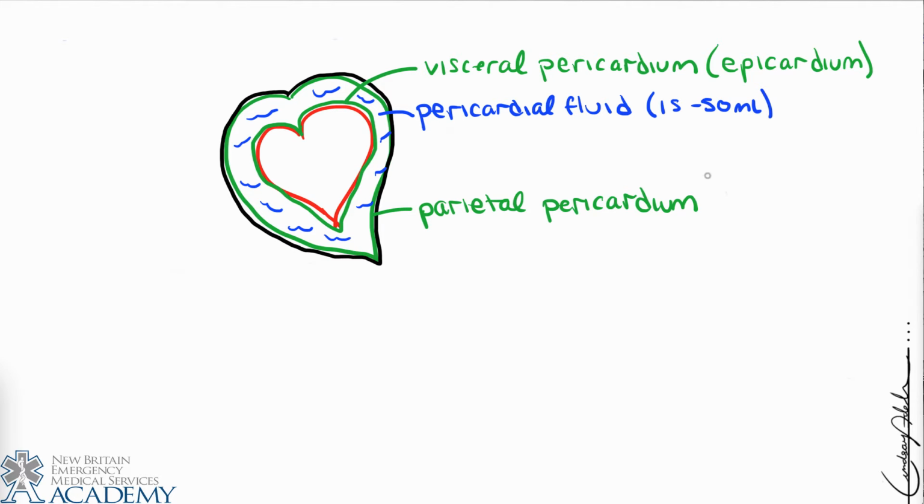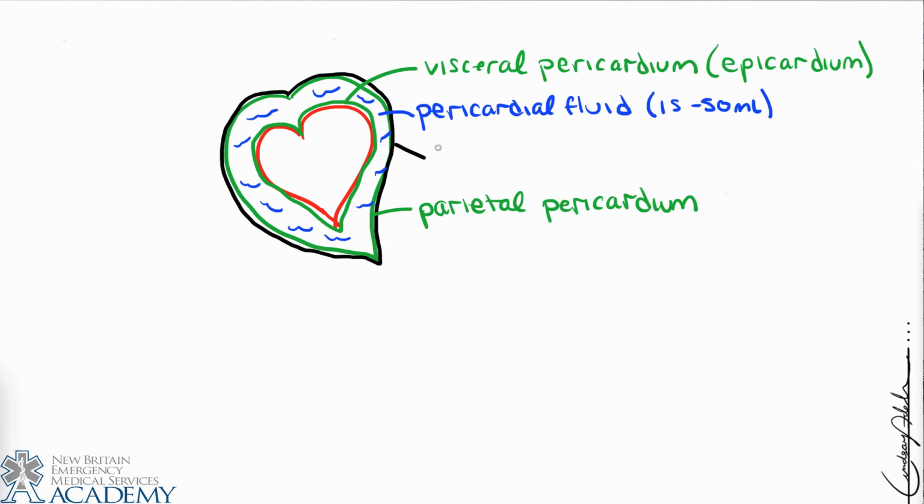Normal amount of fluid is about 15 to 50 mLs. And certain types of diseases such as pericarditis, which would be inflammation of the visceral and parietal pericardium, can cause the layers to actually touch each other and rub together, and this could progress to an increase in the amount of fluid, and among other reasons that progression could become cardiac tamponade.